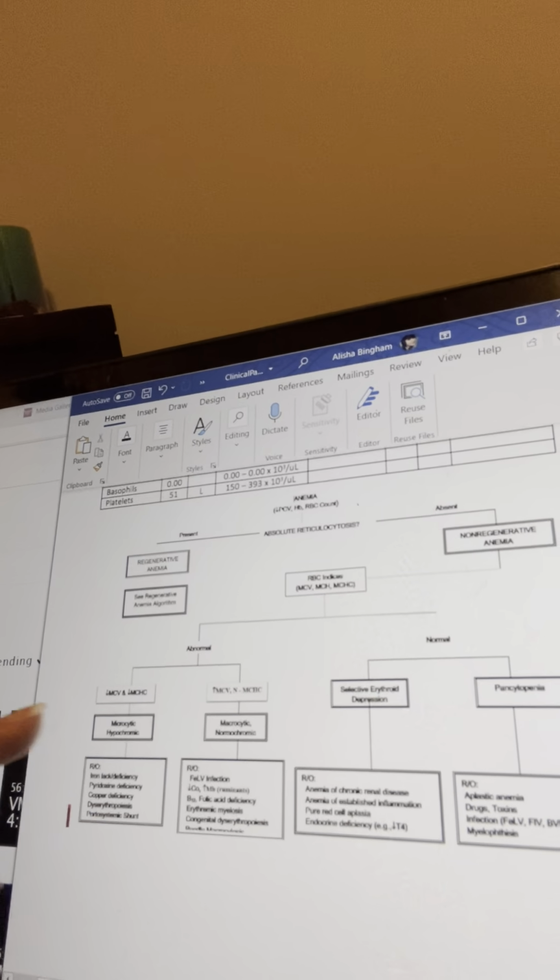And here he just gave us a chart so we understand here. But those were my 2 lectures from this morning.